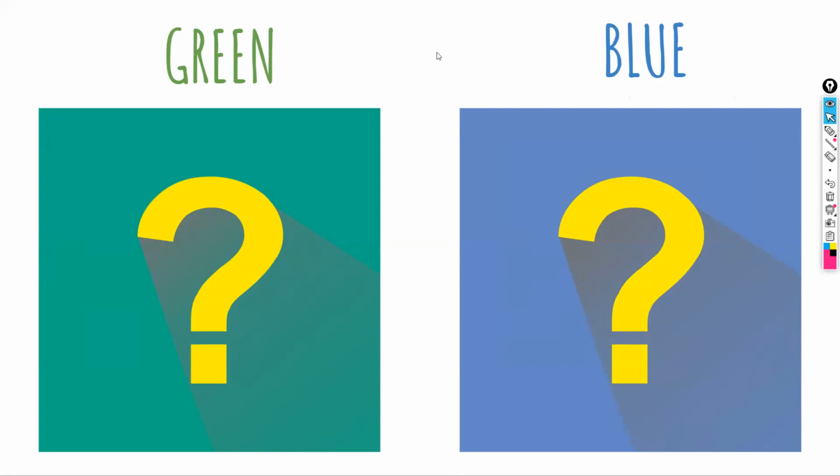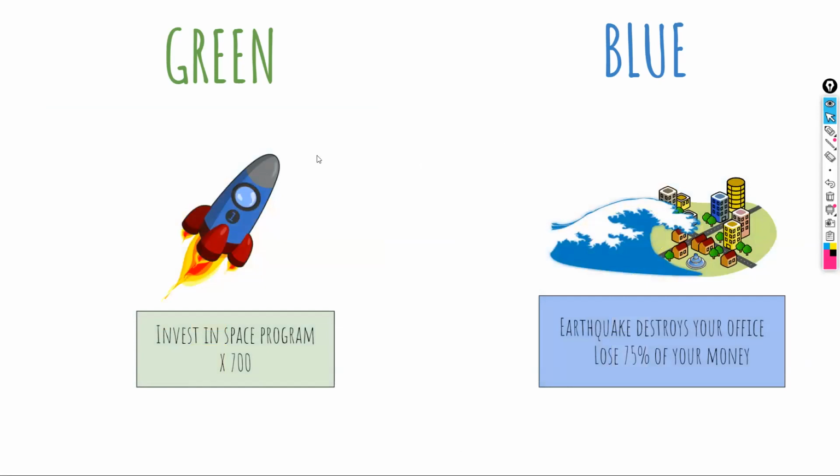All right, so let's see what happens here. For those who chose green, you invested in a space program, and it was a very good investment. Take whatever money you have and multiply it by 700. So that's a really good investment.